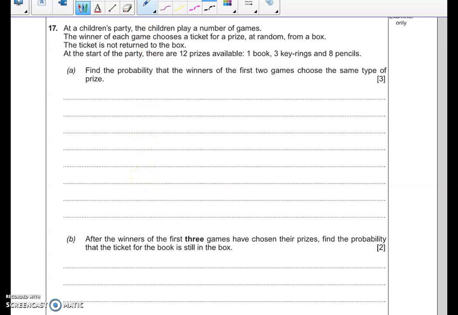Well, straight away you've got to spot that they can't both win a book because there's only 1 book. So our options are, we could get a keyring for the first prize winner and another keyring for the second prize winner. And there's times. So when the first child goes up, they've got a 3 in 12 chance of winning a keyring. And then after it's been won, the next child has got a 2 in 11 chance of winning. So that gives us 6 out of 132.